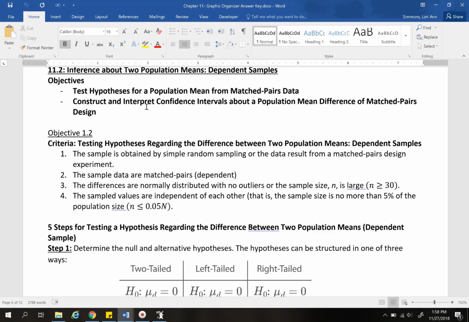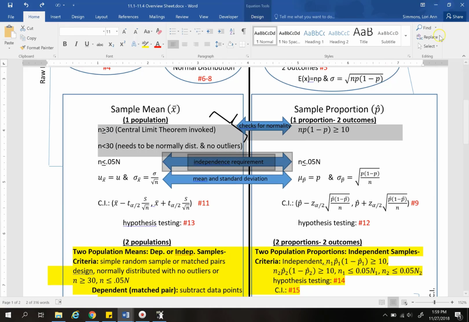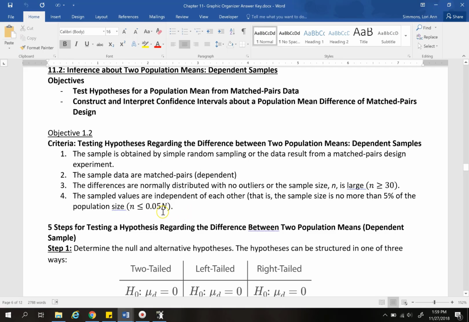The criteria for testing hypotheses regarding the difference between two population means for dependent samples is: 1. The sample is obtained by simple random sampling or the data result from a matched pairs design experiment. 2. The sample data are matched pairs, so they're dependent. 3. They have to be normally distributed, so you need to either check that on your calculator, or n needs to be greater than or equal to 30 for it to be approximately normally distributed because of the central limit theorem. And then the fourth, the independence requirement, so n needs to be less than or equal to 5% of the population.